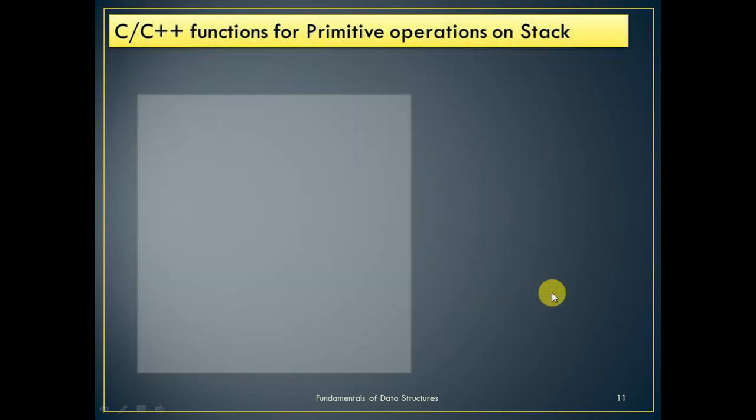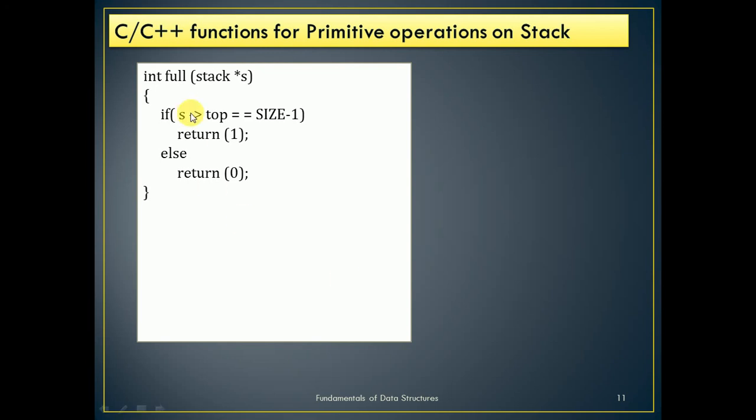Now the next function is the full function. For checking whether the stack is full or not, you must check this particular condition: if S points to top is equal to size -1. Size is nothing but the max variable. It indicates the maximum size of the array. If our top value is size -1 or max -1, then our stack is full. Otherwise it is not full.